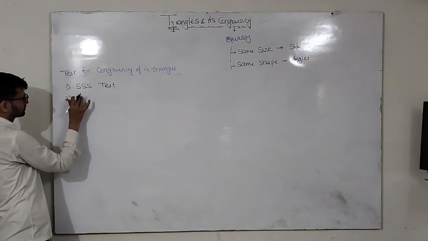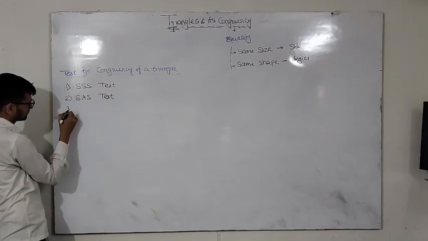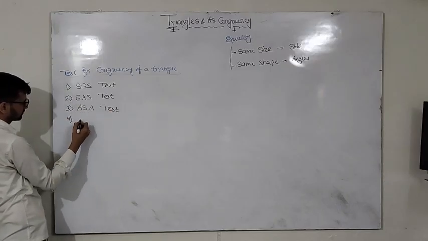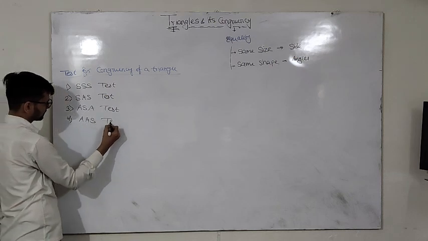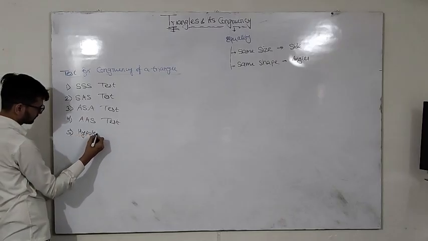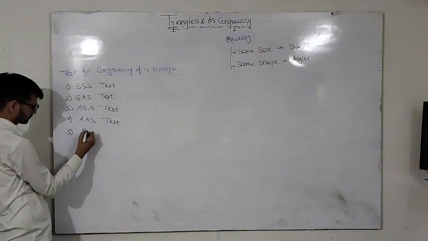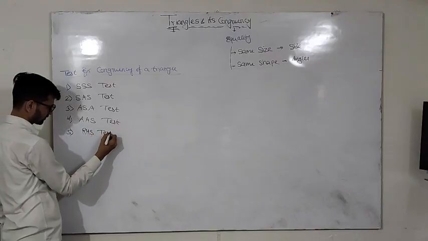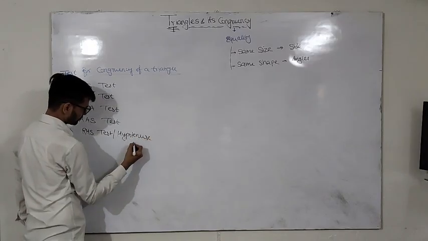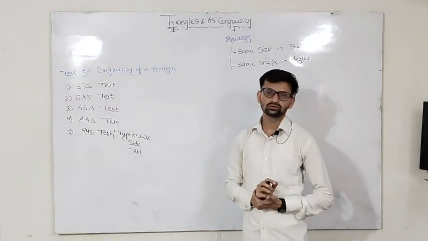Second one is SAS test, ESA test, EAS test, RHS or hypotenuse side test. So following are the tests for congruency of a triangle.